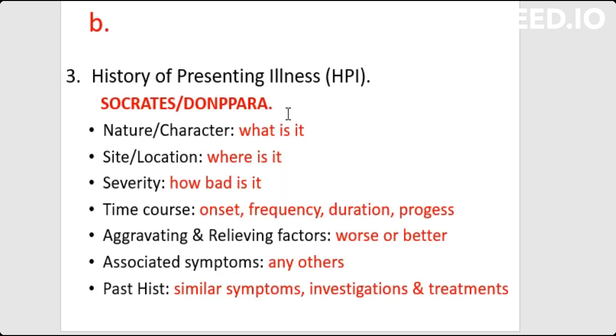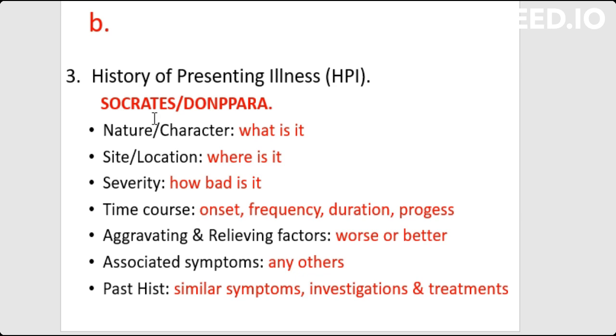Most of the time in HPI we use mnemonics in order to amplify the complaint. There is SOCRATES and there is DONPARA. SOCRATES stands for the site of your complaint, the onset, was it sudden or gradual, the character of the pain, is it a throbbing pain or what kind of pain, radiation, where is it radiating?